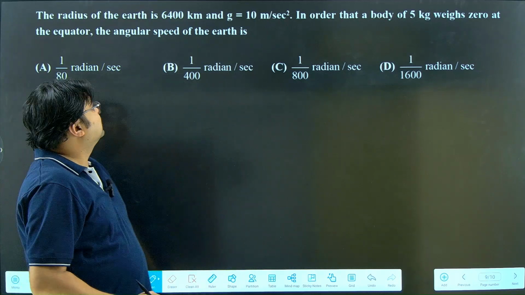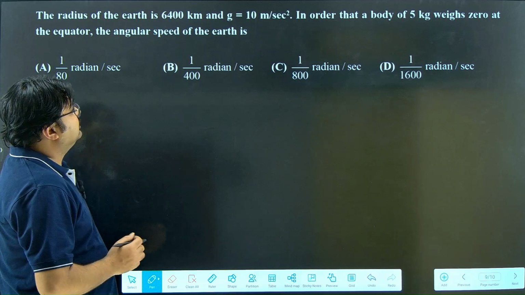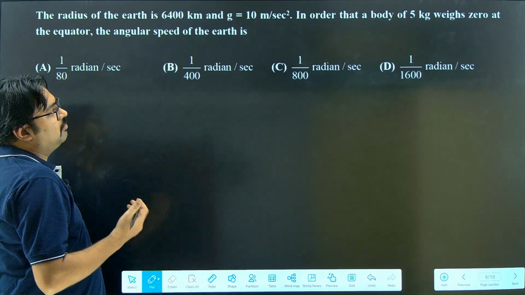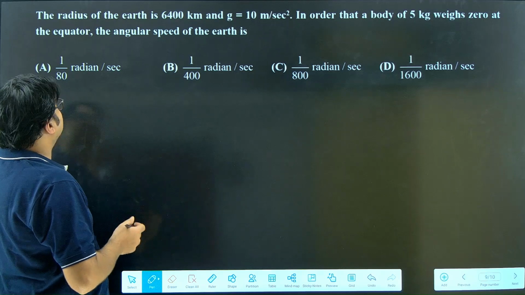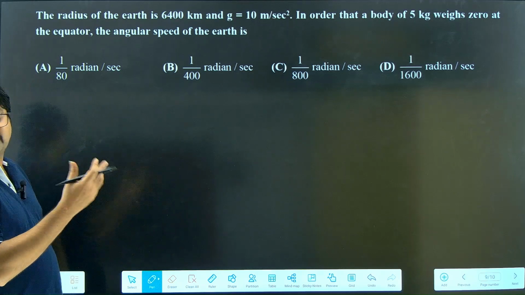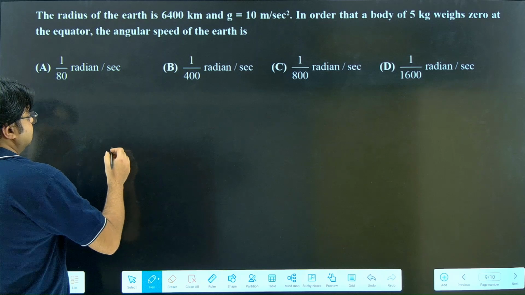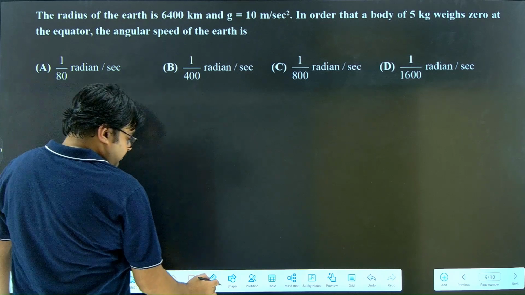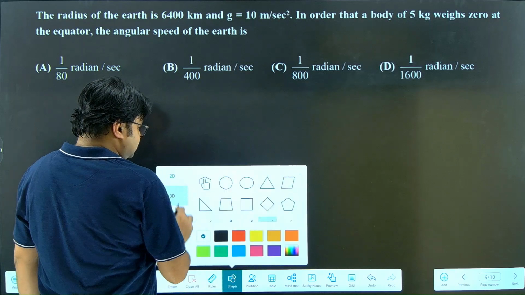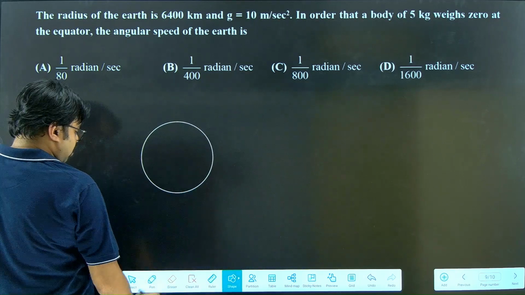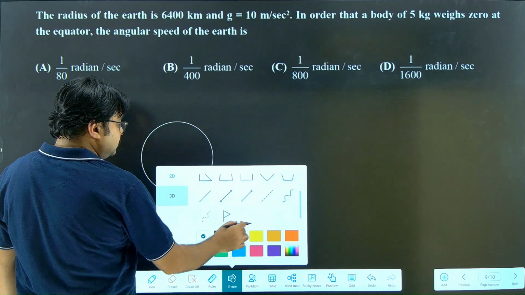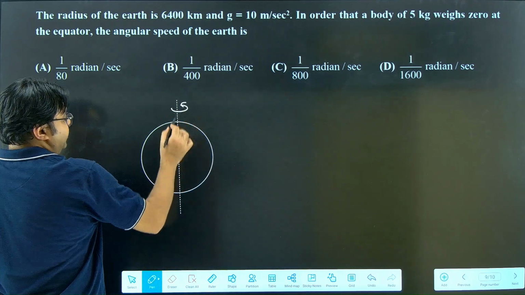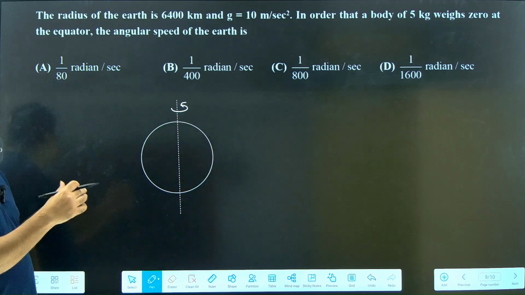The radius of the earth is 6,400 kilometer and g is 10 meter per second square. In order that a body of mass 5 kg weighs 0 at the equator, the angular speed of the earth is, that's the question to us. So we want the earth to be spinning so quickly that the acceleration due to gravity on the surface of the earth is supposed to be 0.